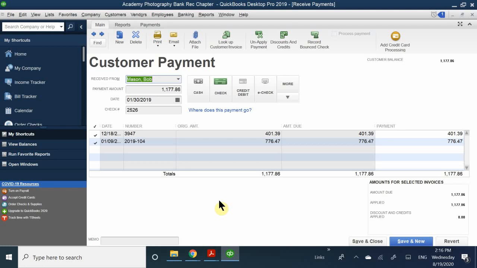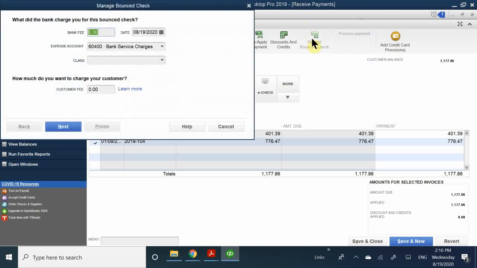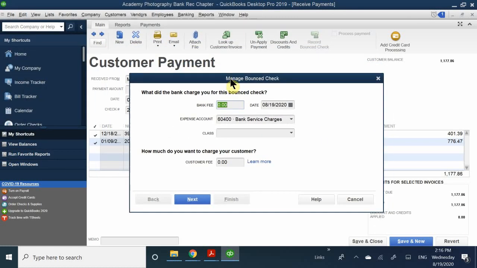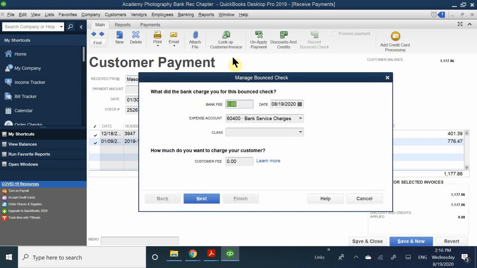He didn't have enough money in his bank. Okay, so what I'm going to do is record this as a bounced check, which is at the top here. Record bounced check. All right. I'm going to click that, and this little window is going to pop up for me right here. I'm going to pull it towards the middle so we can see it.